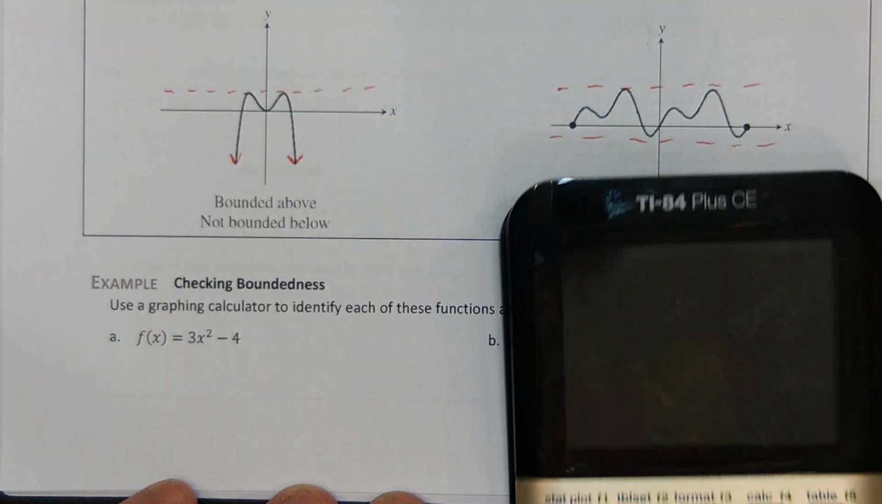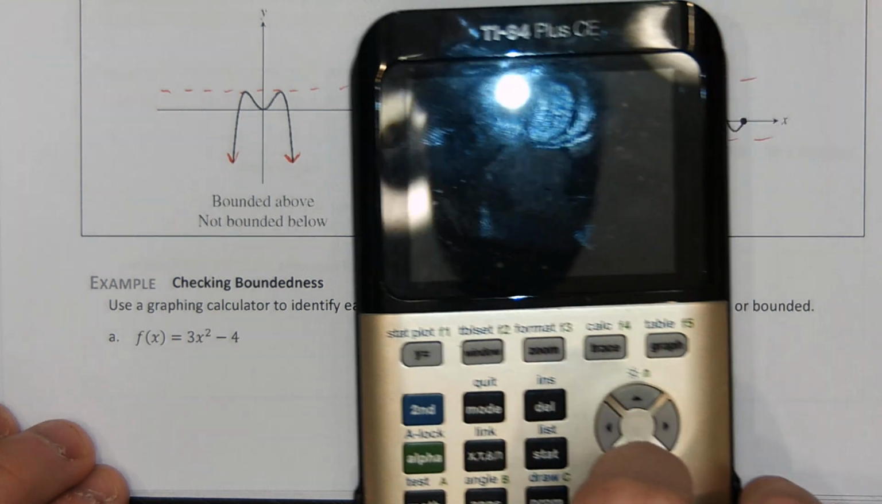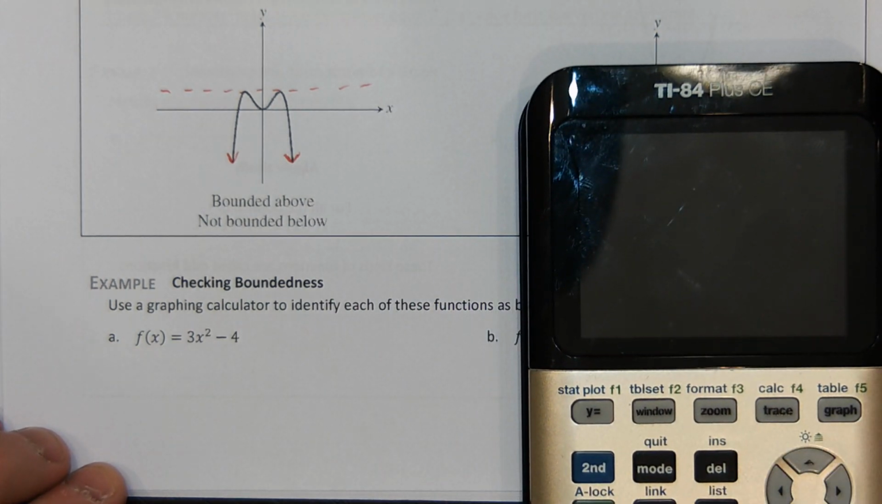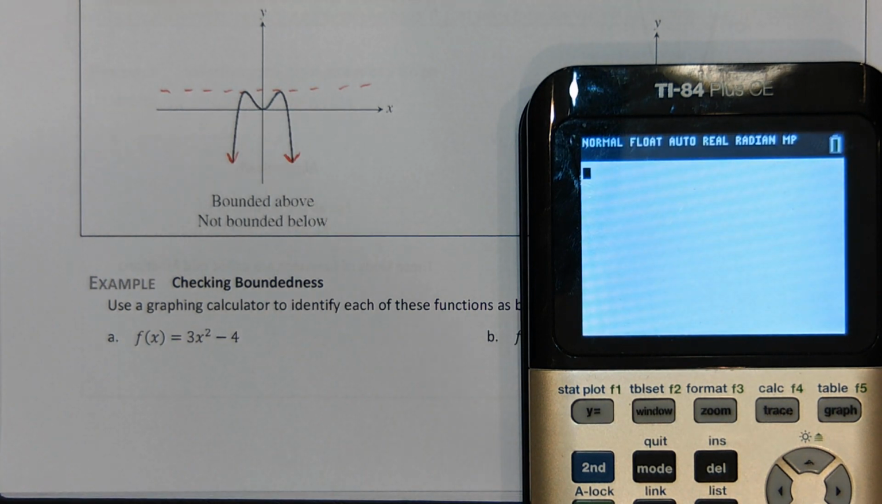So we grab handy dandy graphing calculator. We're going to try to avoid the glare. Oh my gosh, look at all those lights. Okay, the best we can do is right there.